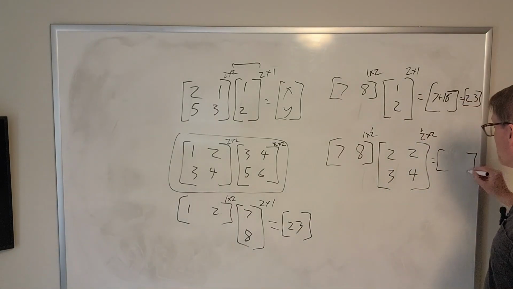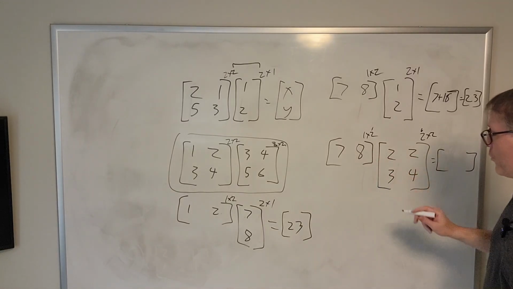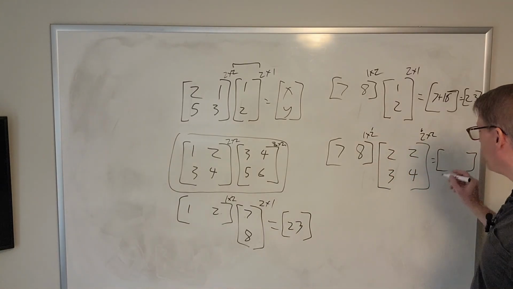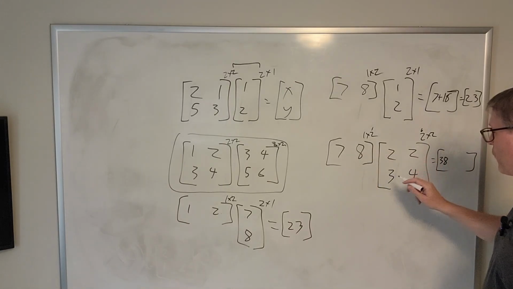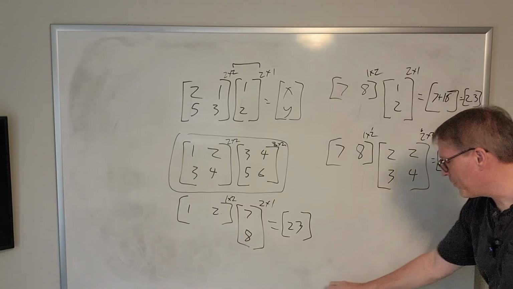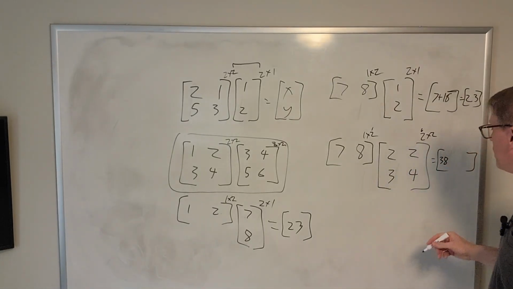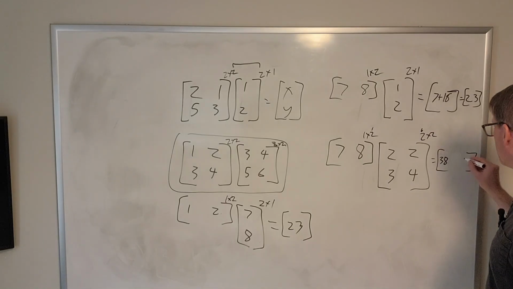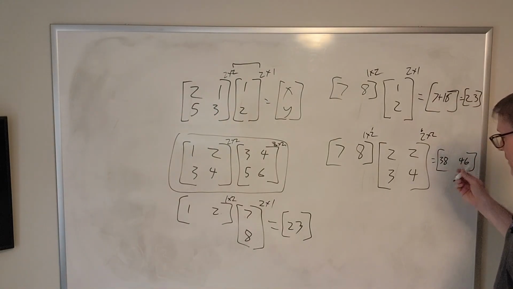In fact, let's do it real quick. This is 7 times 2, which is 14, plus 8 times 3, which is 24. 14 plus 24, what is that, 38? Then you have 7 times 2, same thing, 14. 8 times 4, 32. What is 14 plus 32? 14 plus 30, what is that, 46? Or something like that. That's how that would work.